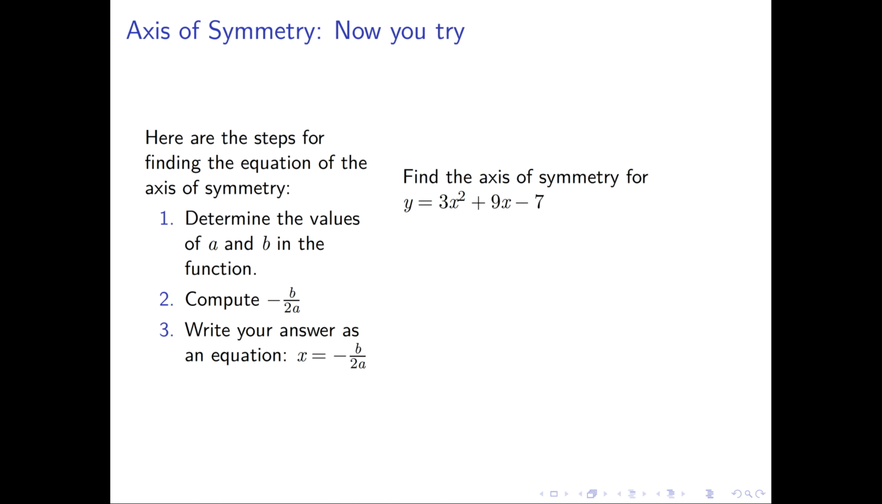I'd like you to look at this function, stop the video, and find the equation of the axis of symmetry for this quadratic function. Do that and start the video when you have finished.